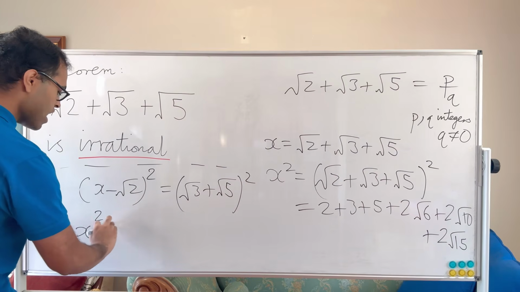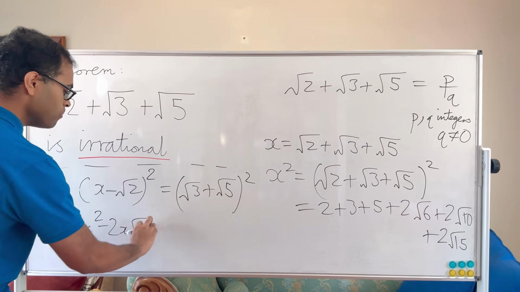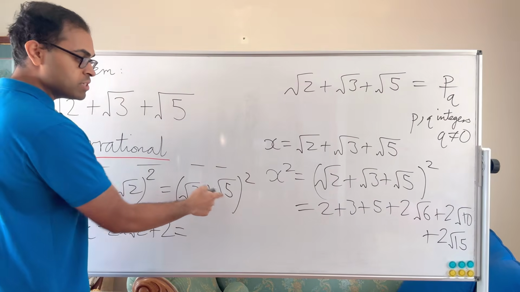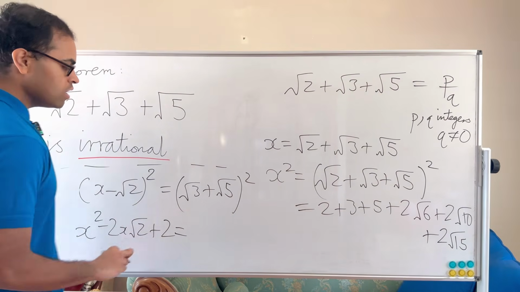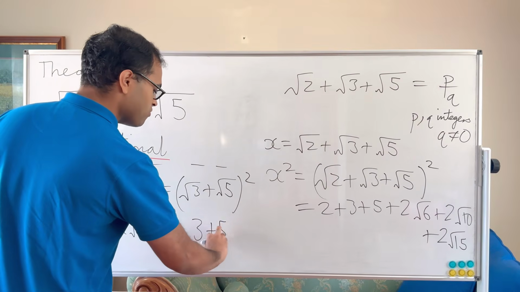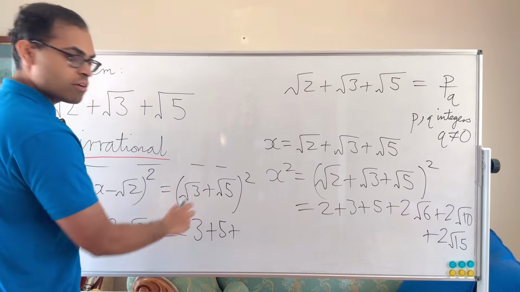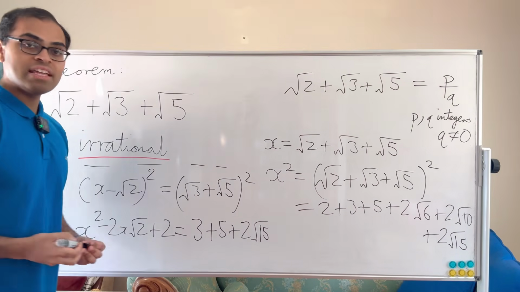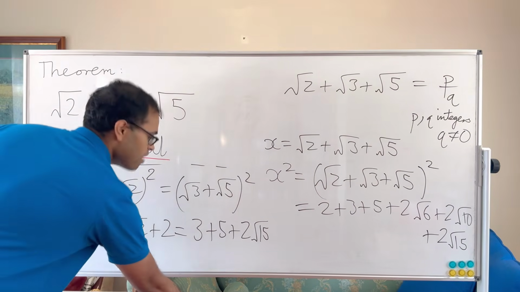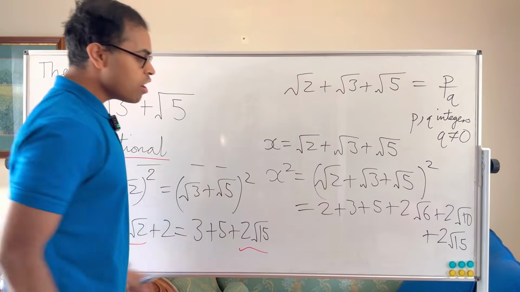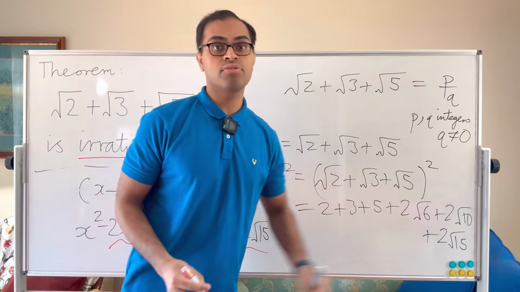We got x squared minus 2x square root 2 plus square root 2 squared, which is 2, is equal to the square root of 3 plus the square root of 5 squared. What happens there? Well, you get the square of the square root of 3, the square of the square root of 5, and plus 2 times square root 3 square root 5, which is 2 times square root 15. And observe that in this equation, we only have 2 square roots. We have this square root and this square root, versus this equation, where we've got 3 square root terms.